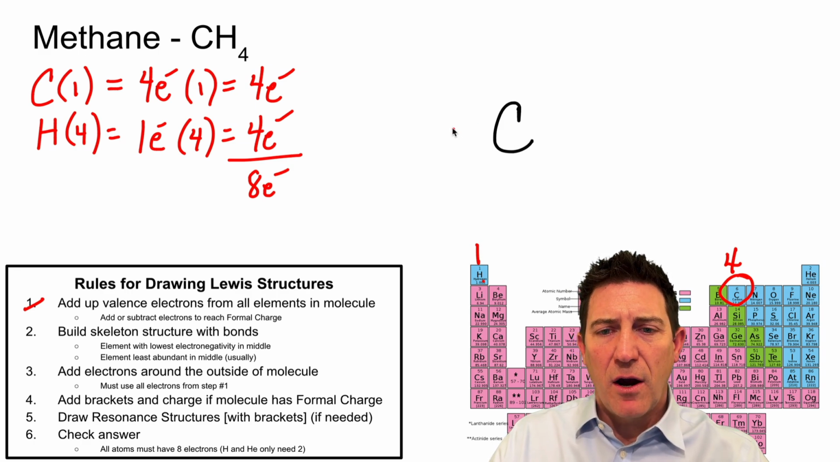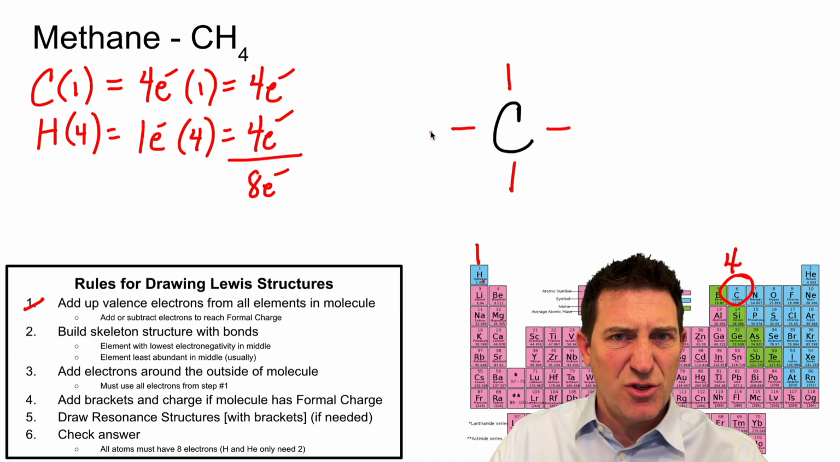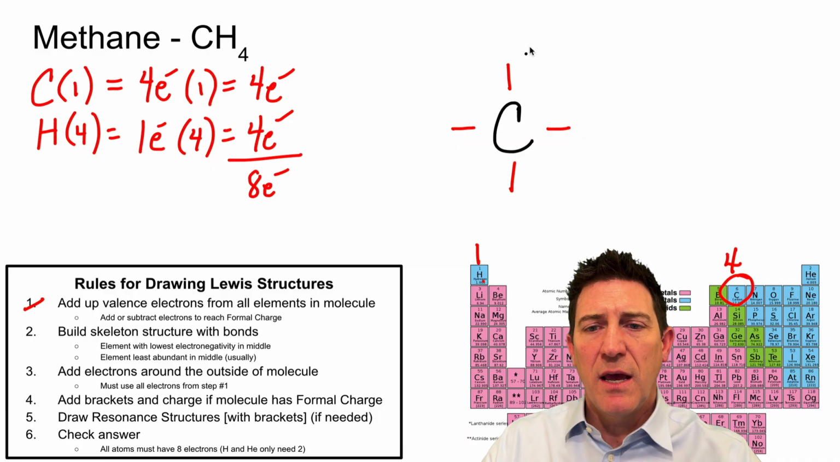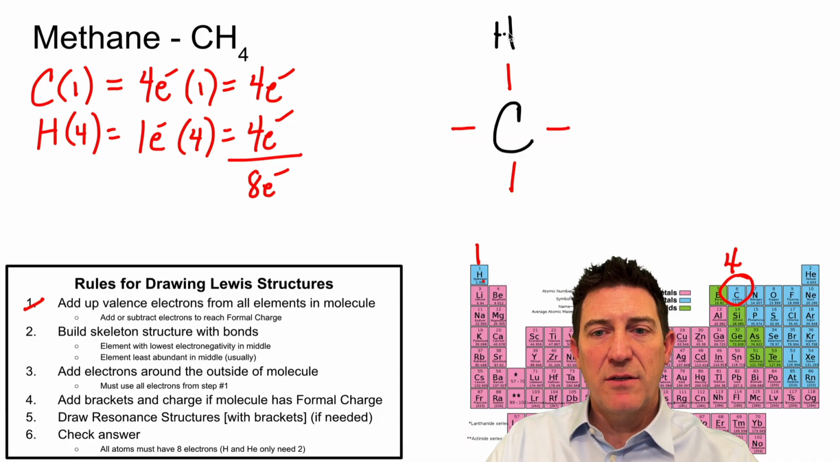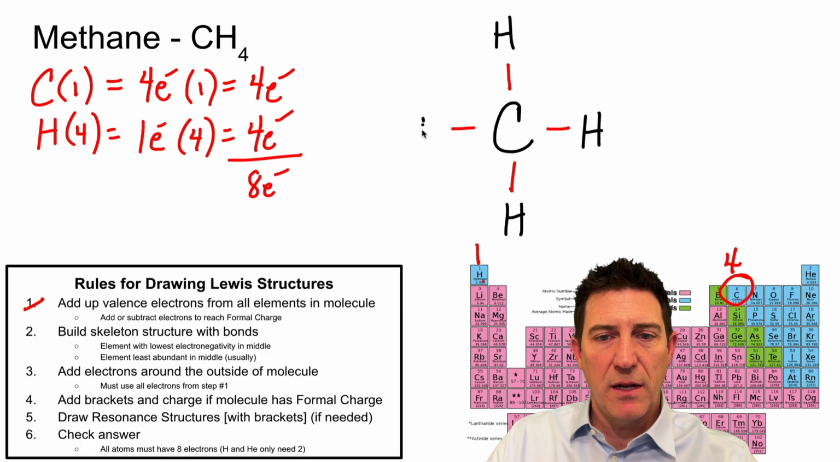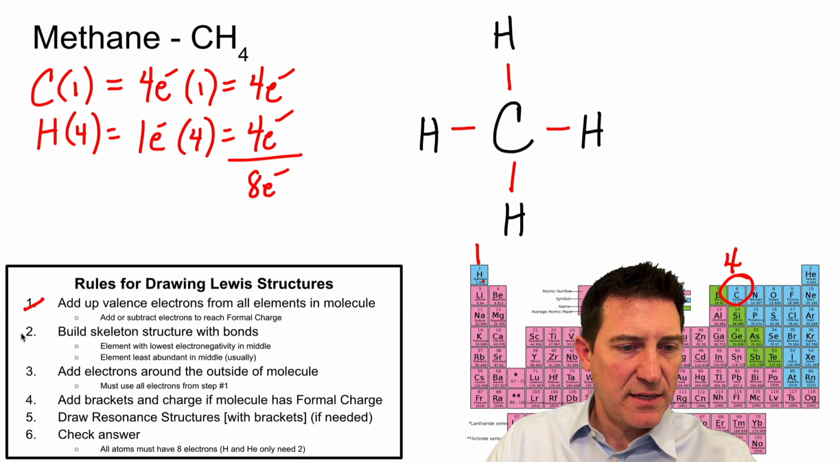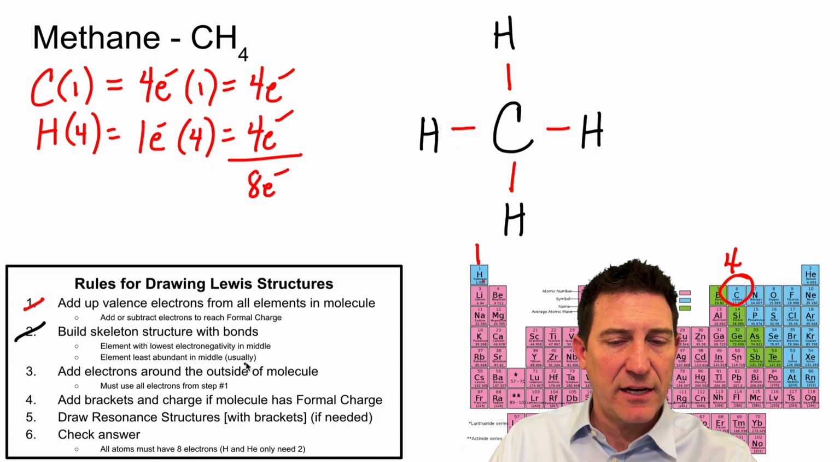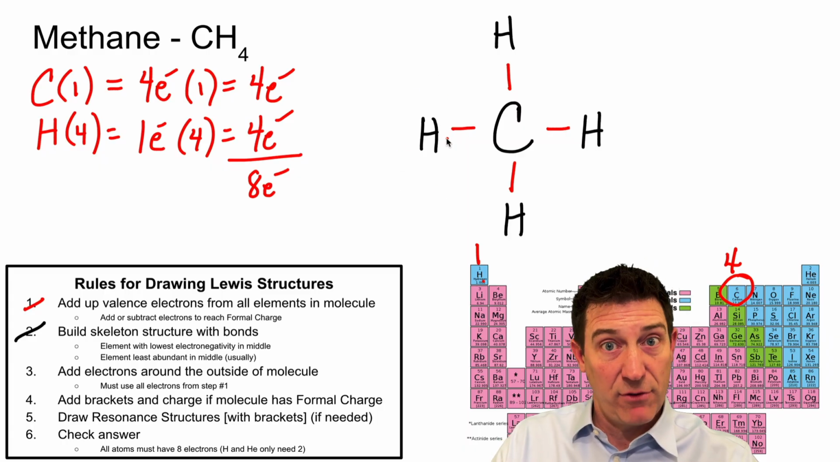If you remember our rules over there, we bond them at right angles because this is just an artistic representation. I need to put my hydrogens in, so I'll just put them at the end of each one of these bonds. There needs to be 4 hydrogens when I'm done. And then there's my skeleton structure, right? I'm going to add electrons around the outside of the molecule till I've used them all up.